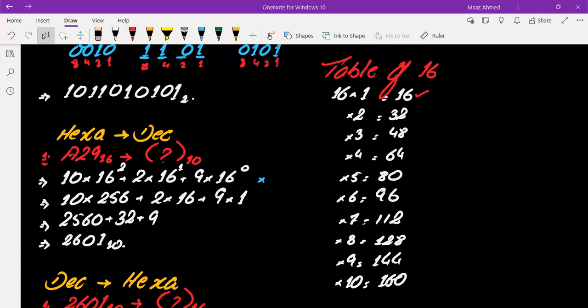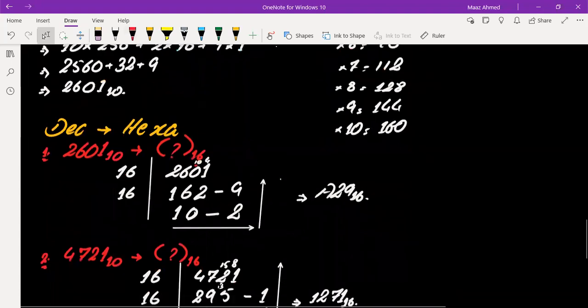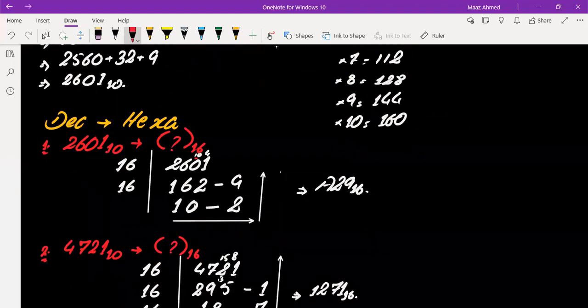16 times 2 is 32, and the remainder will be 9 here, because 41 minus 32 makes 9. Now 16 ones are 16. 2 is not divisible by 16, so we will place a 0 here and 2 will be the remainder.